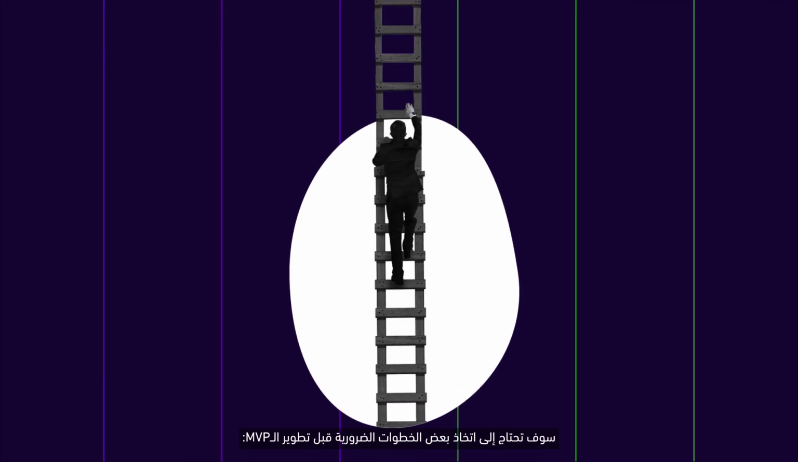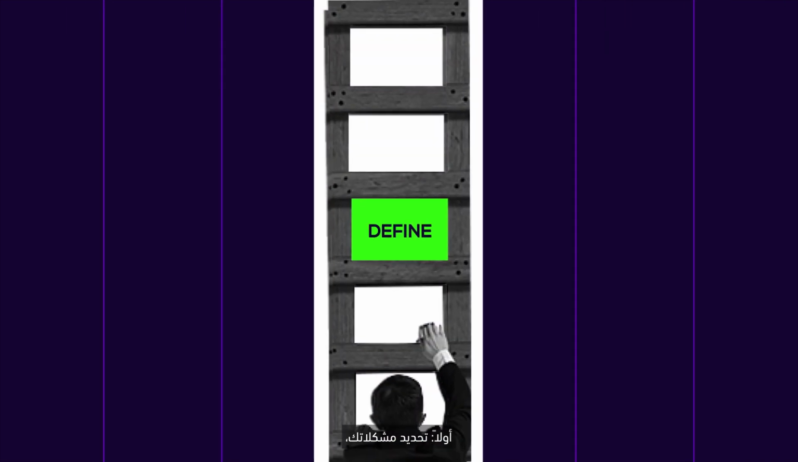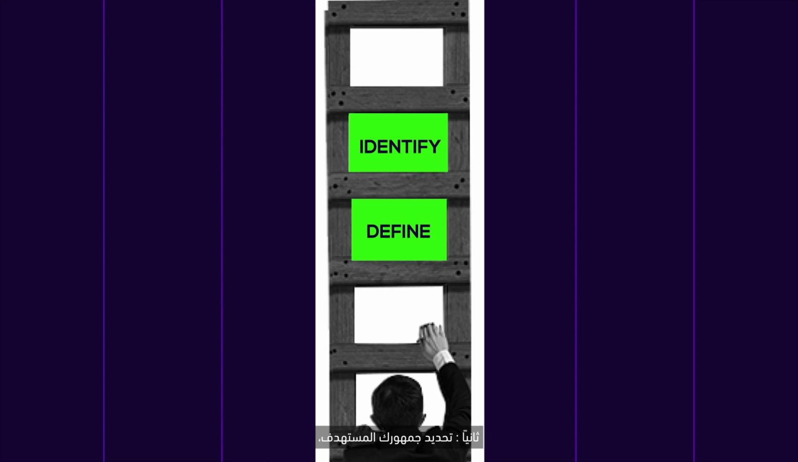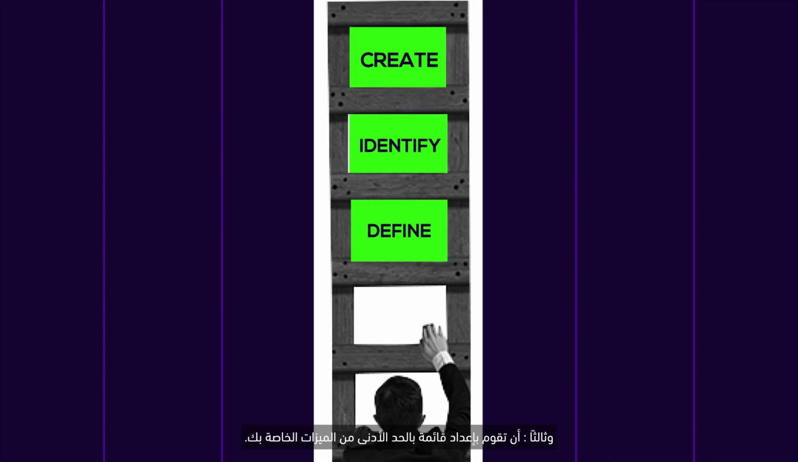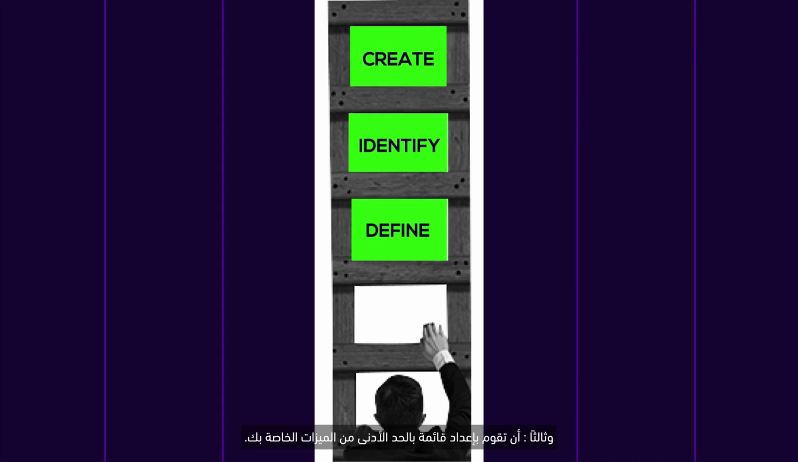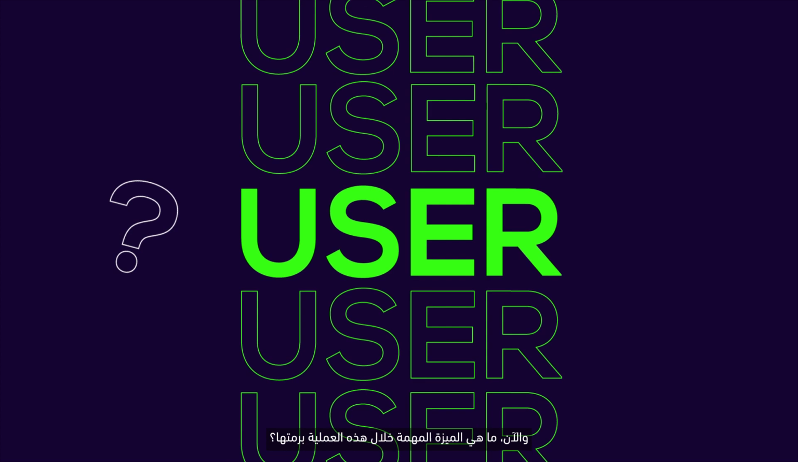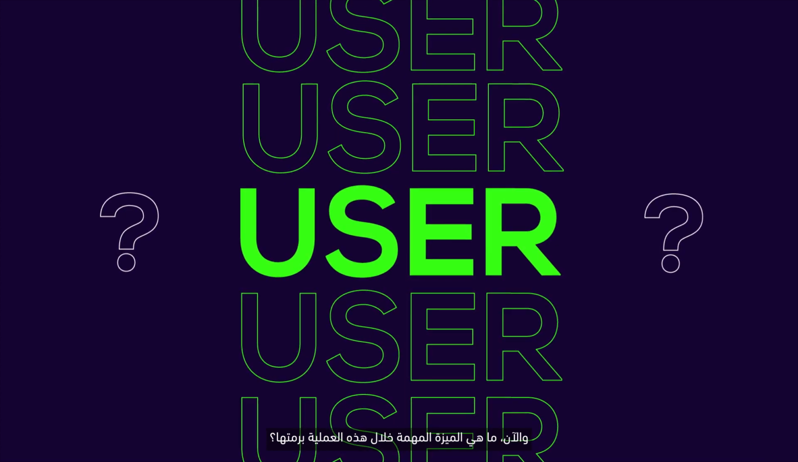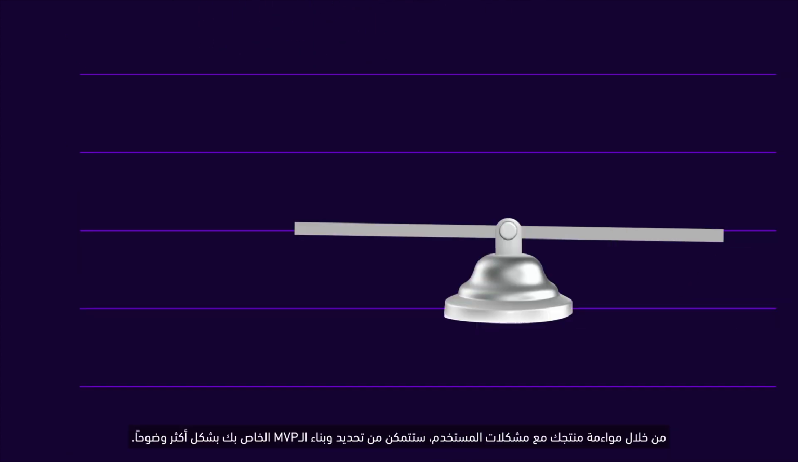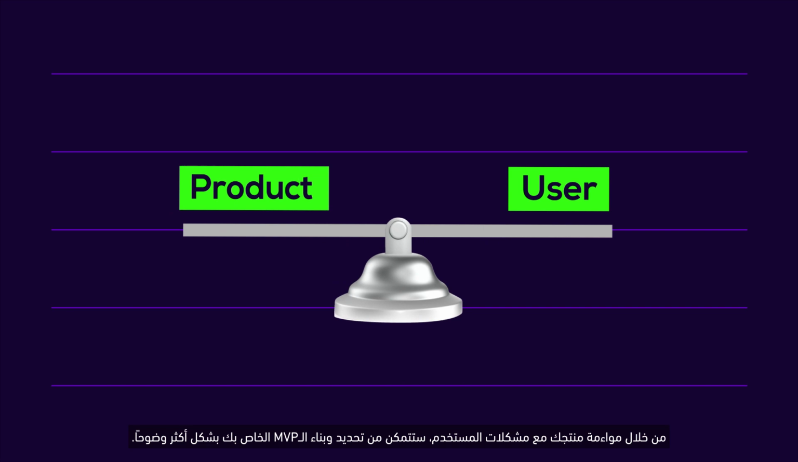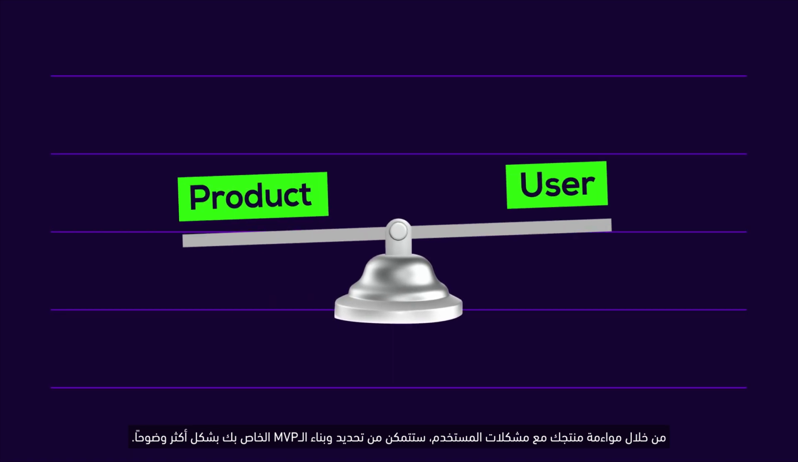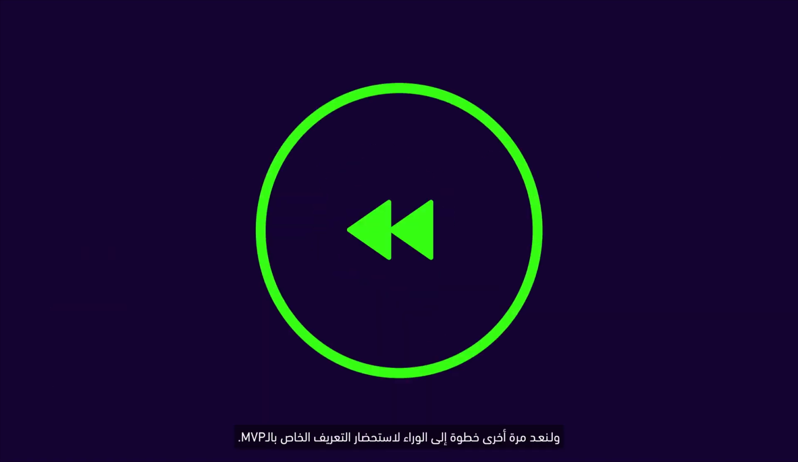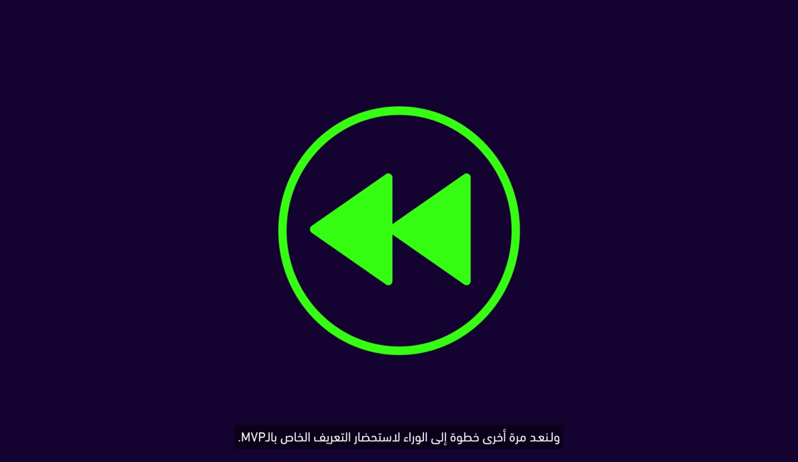You need to take some necessary steps before developing an MVP. Firstly, define your problem. Secondly, identify your target audience. And thirdly, create your set of minimum features. Now, what's an important feature throughout this whole process? Your user. By aligning your product around your user's problem, you will be able to define and build your MVP more clearly. Let's take a step back and define an MVP again.